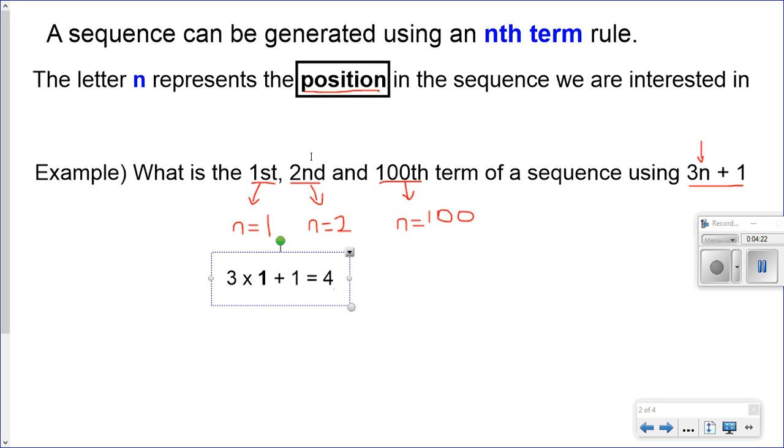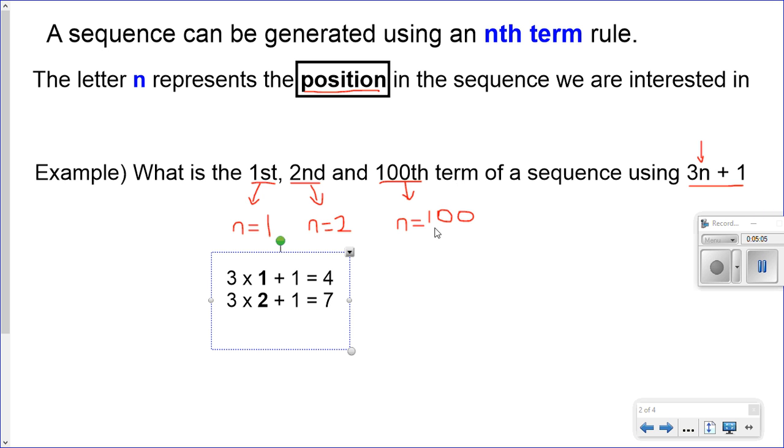What about for our second term then? Well, for our second term, we do exactly the same thing, but this time we replace n with 2. So remember what our rule means. It means 3 times n plus 1. But on this occasion, we're going to replace n with the value of 2. So I'm going to delete n and replace it with the value of 2. So now I can work out this calculation. 3 times 2 add 1, that would equal 7. So 7 is my second term.